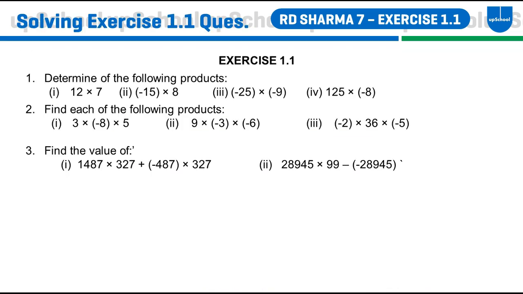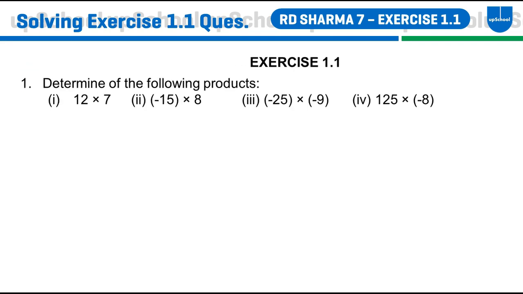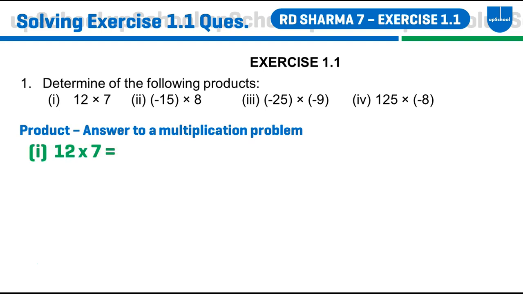So now let's actually solve questions 1 and 2 in exercise 1.1 of RD Sharma Class 7 Math Chapter 1. Okay. So yes, first let's solve question number 1. Determine the following product. Okay. So as we know, a product is the answer to a multiplication problem. So 12 times 7. Let's try to solve it.